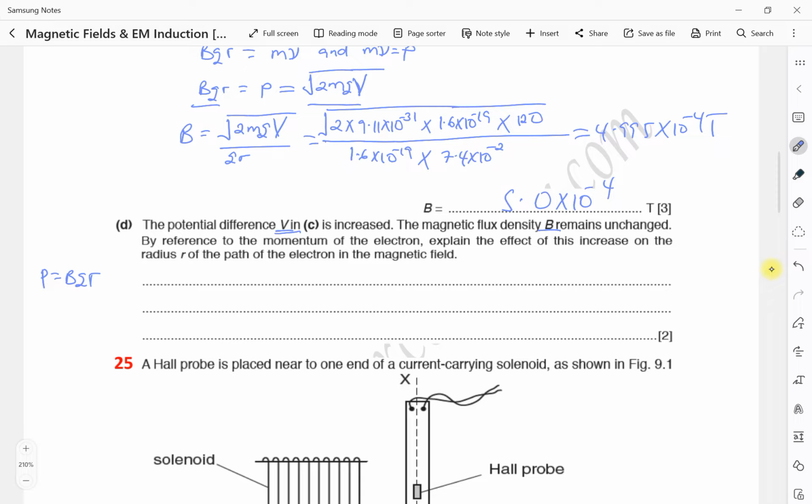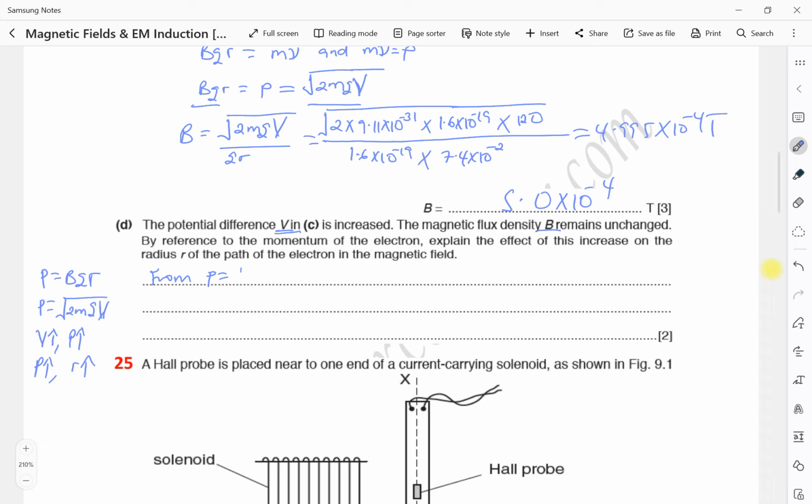By reference to the momentum of the electron, explain the effect of this increase on the radius r of the path of the electron. So momentum is equal to BQr, and momentum is also equal to the square root of 2mQV. So when V is increased, momentum is increased. When momentum is increased, then r is increased, because root of V is directly proportional to p, and p is directly proportional to r.